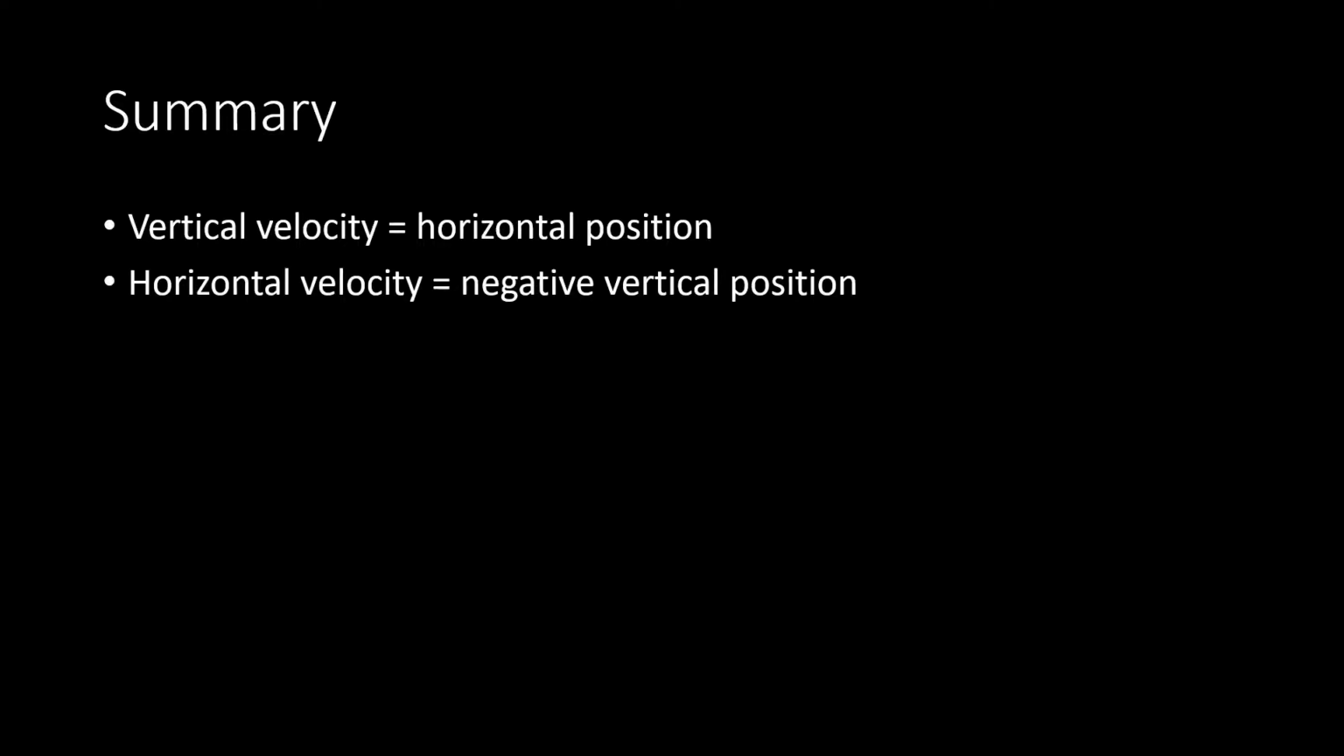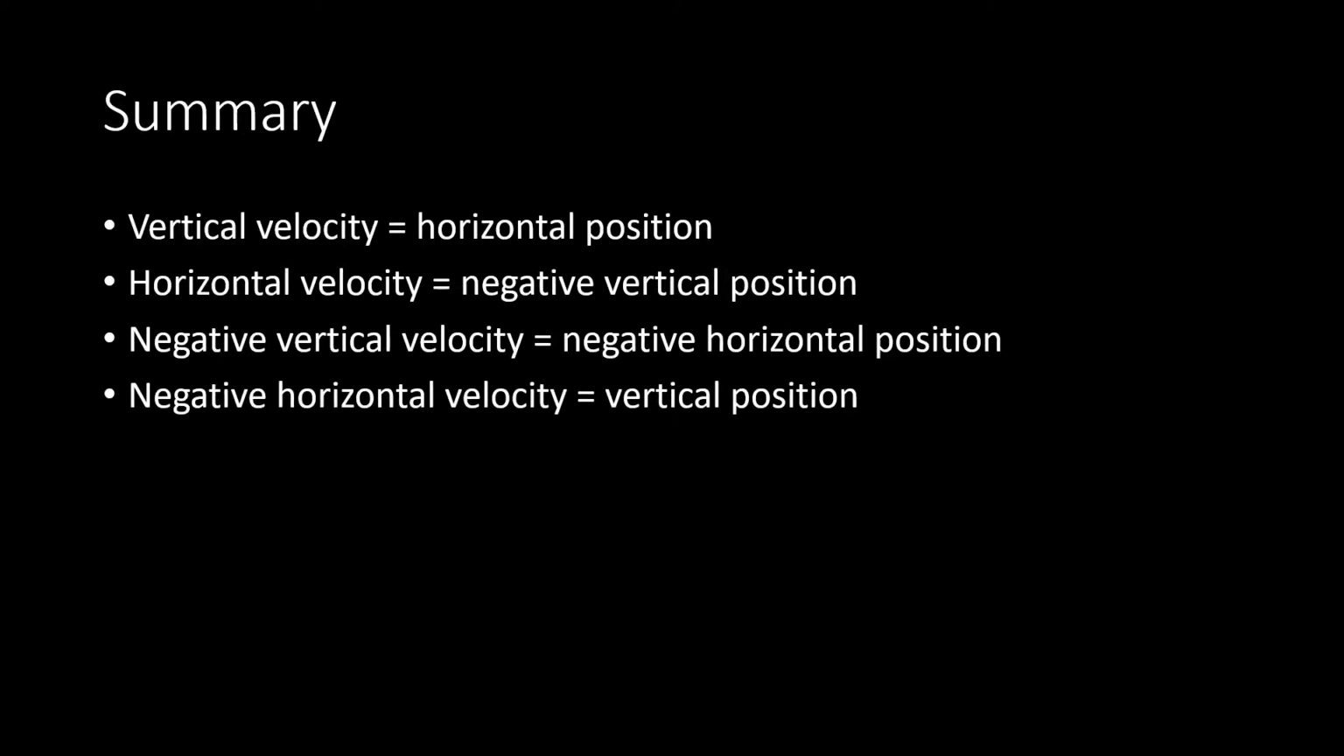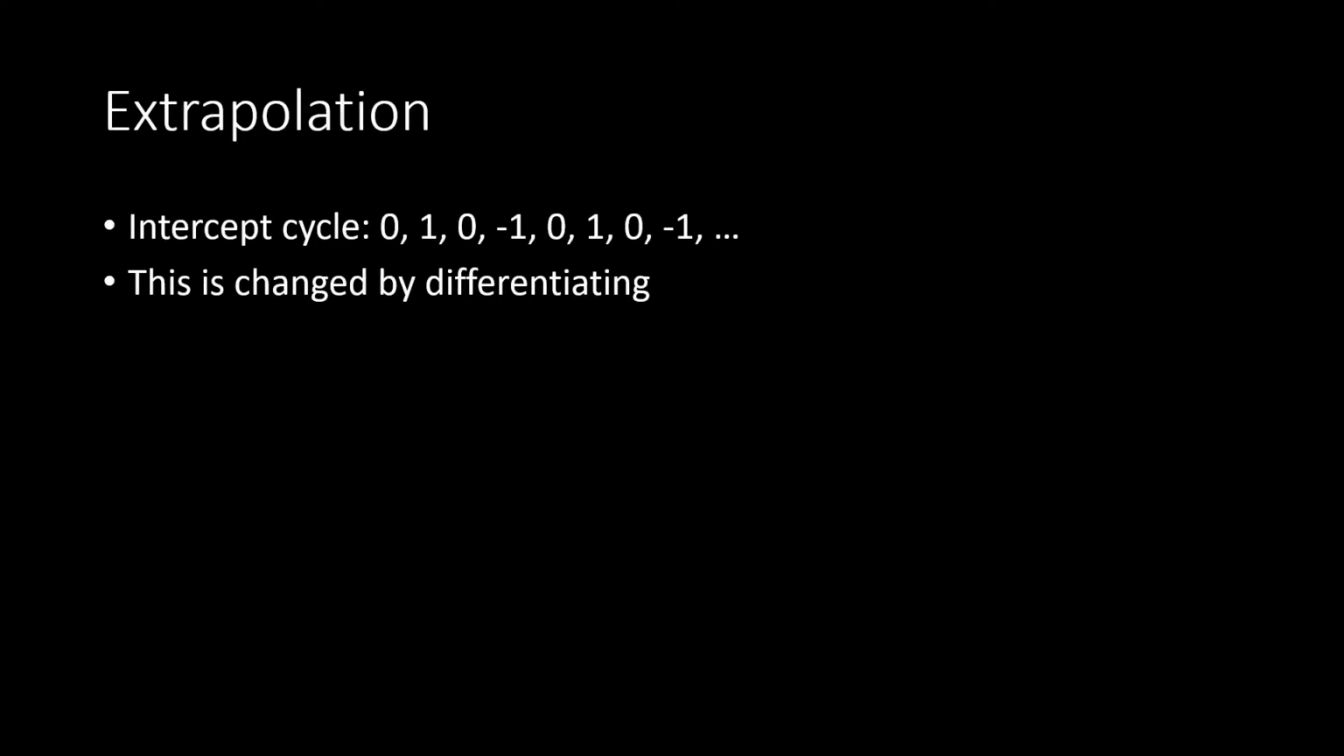So vertical velocity is horizontal position, and we can look at the unit circle from any angle really, and say horizontal velocity is negative vertical position, negative vertical velocity is negative horizontal position, negative horizontal velocity is vertical position, and so it's a repeating cycle. And we know that the intercepts will be 0, 1, 0, negative 1, 0, 1, 0, negative 1. This is changed by differentiating.